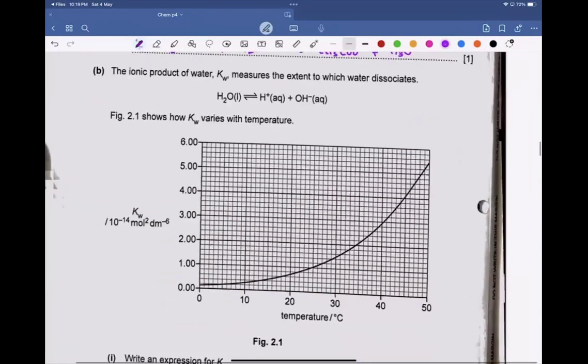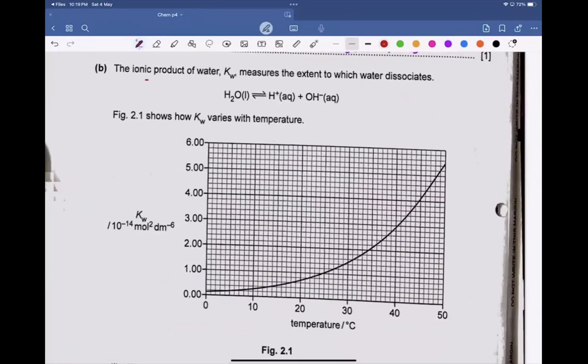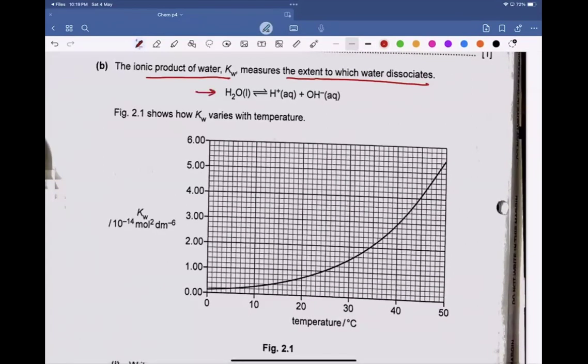Okay. Now, the ionic product of water, Kw, measures the extent to which water dissociates. We have an equation of the dissociation of water. Figure 2.1 shows how Kw varies with the temperature. So if you see that the temperature is increasing, the Kw value, exponent minus 14, is increasing, right?